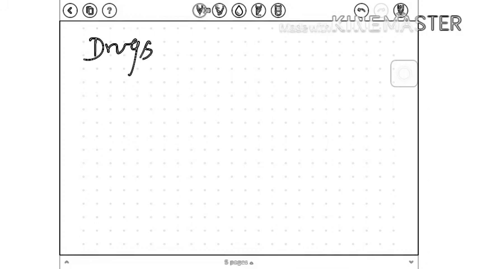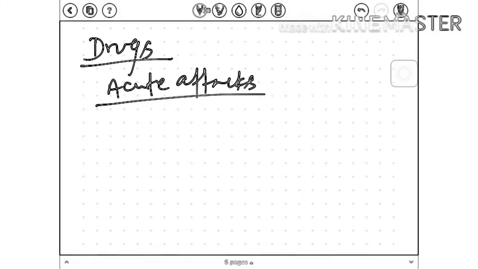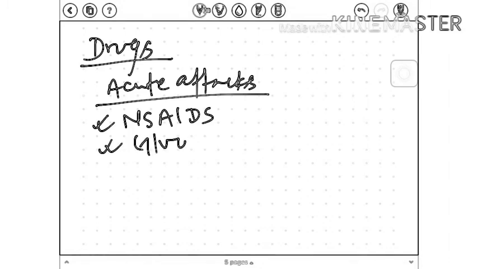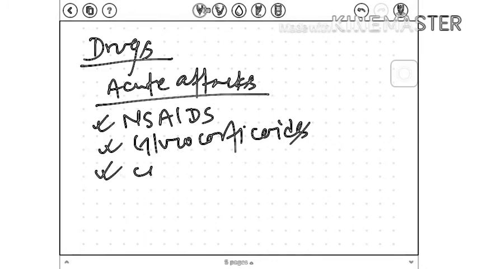Now let's talk about the drugs. An acute attack of gout can be treated with NSAIDs and can be given with glucocorticoids and colchicine. Colchicine actually inhibits the WBC migration and the phagocytosis of the monosodium uric acid.